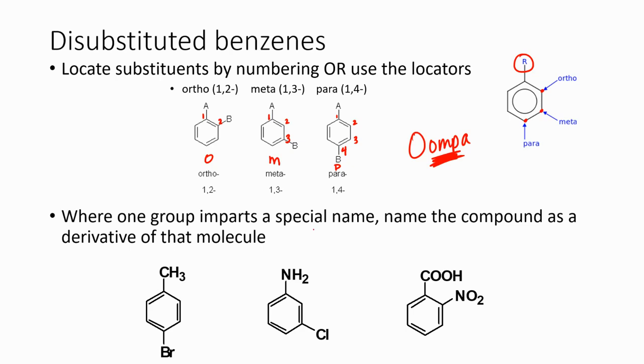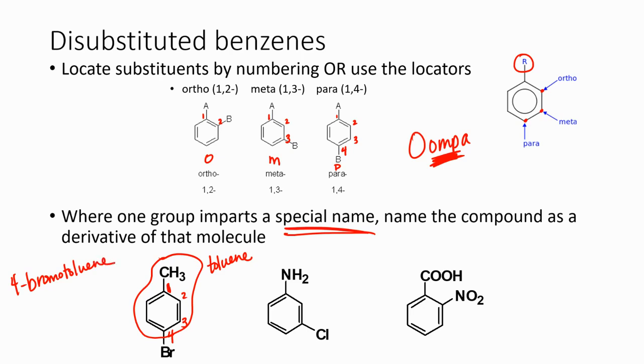So we could still use those special names that we learned. For example, the benzene ring with a methyl group is called toluene. So we could number these, and since the toluene has that special name, it gets the 1. 2, 3, 4. We could call it 4-bromotoluene. And that would be fine. But oftentimes, at the 1,4, it's called para, or p-bromotoluene for short. So para or p-bromotoluene is used a lot.